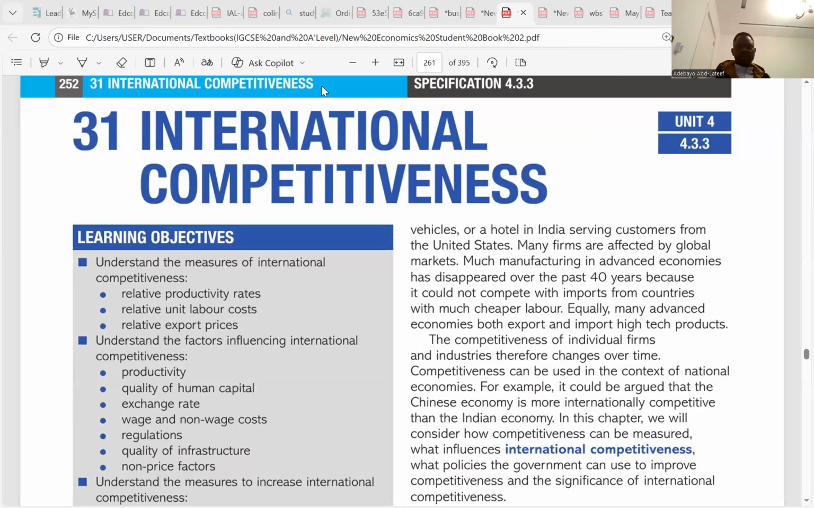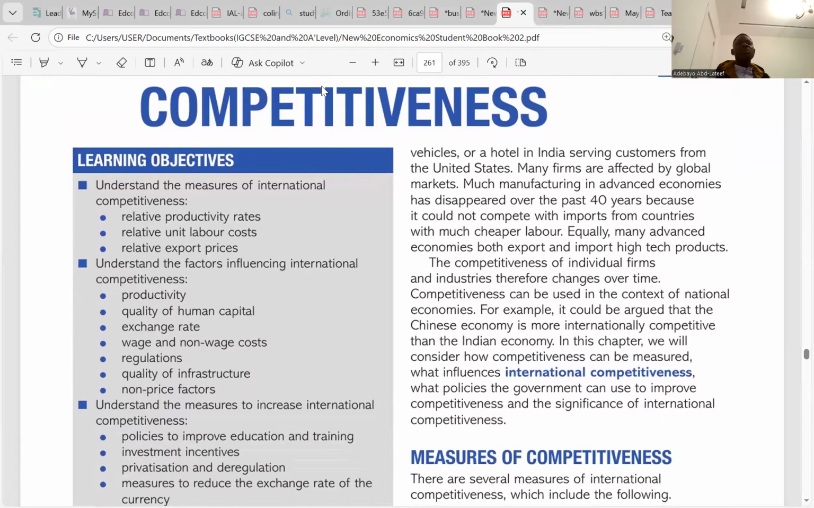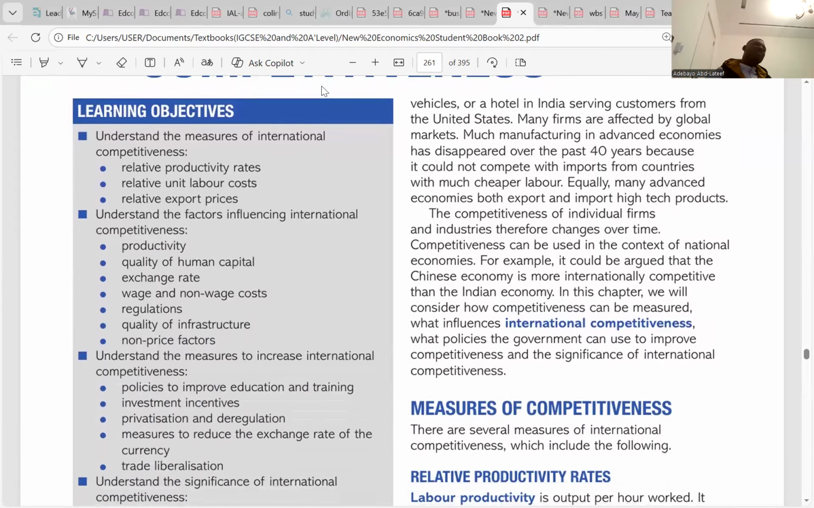So, chapter 31, like I said earlier, international competitiveness. When we talk about international competitiveness, we're simply talking about the ability of a country or firms to compete in the global market. That is what international competitiveness is. So let's read further anyway.